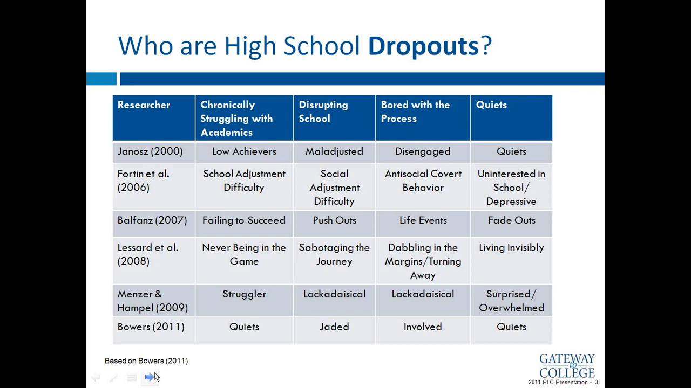Messner and Hampel is a really interesting study. That study just looked at seniors in high school, so we're talking just 12th graders. And he found 3 groups. Your group of students who were really struggling with school and recognized that. A group that he called lackadaisical, which were really students who just aren't really motivated about school, not so worried about graduating, they're just kind of along for the ride. And then his group that I find most interesting, he found a surprised group and an overwhelmed group. The overwhelmed group are students who were just overwhelmed by things going on in their lives and school.